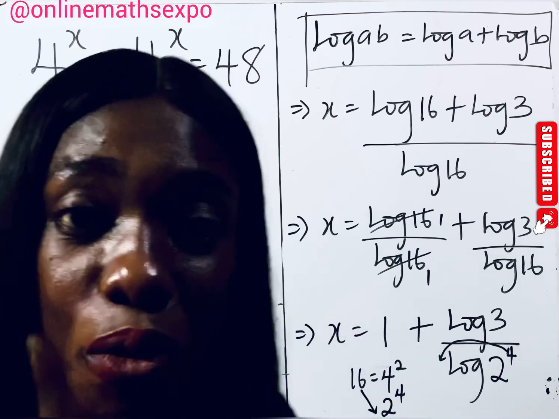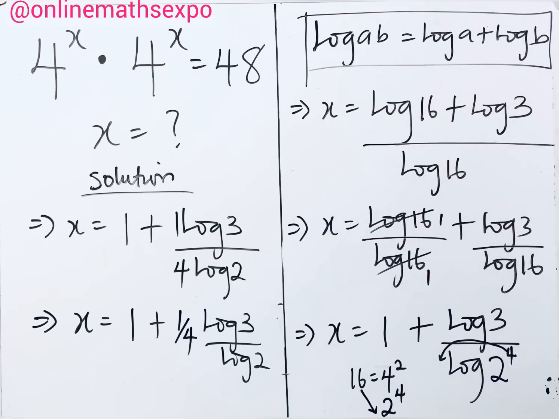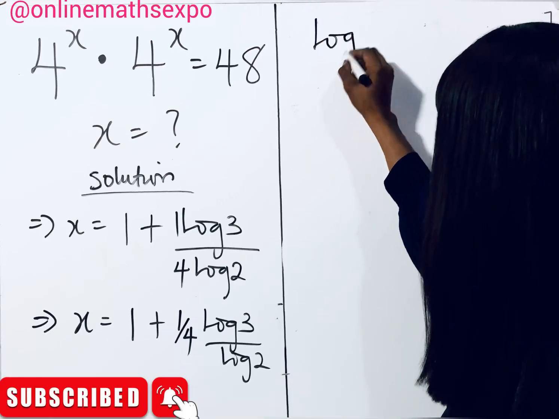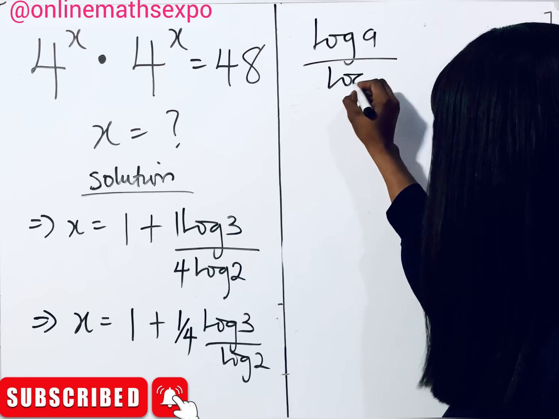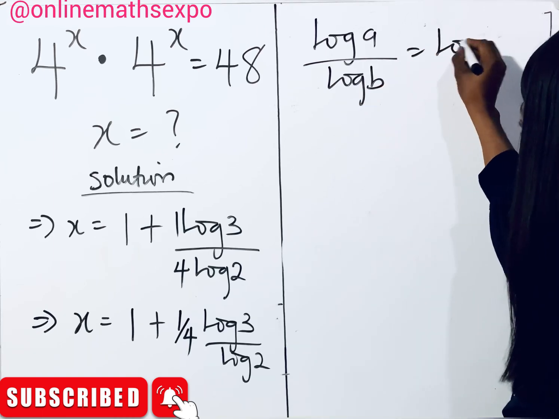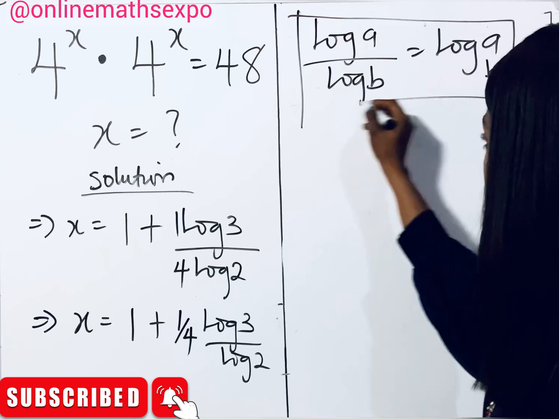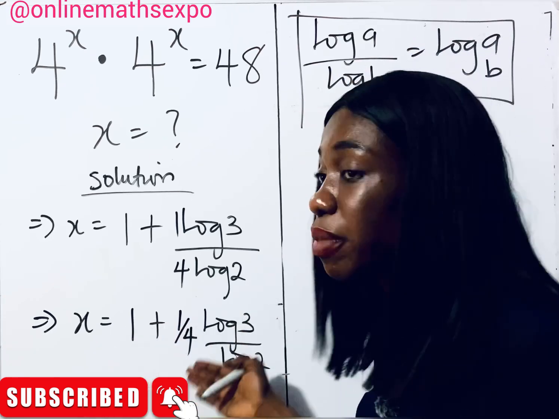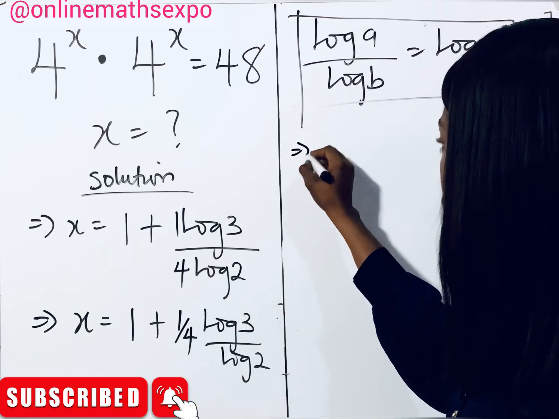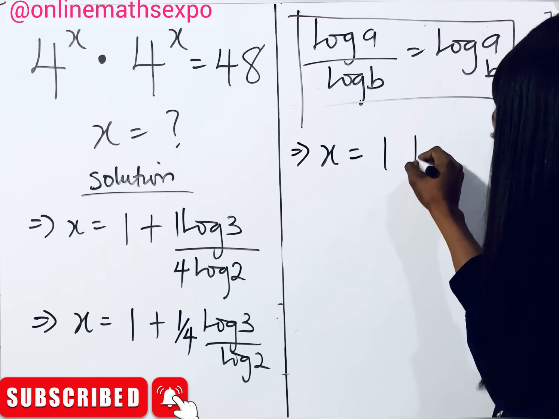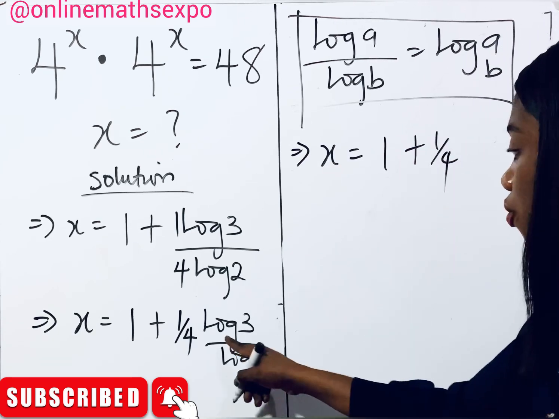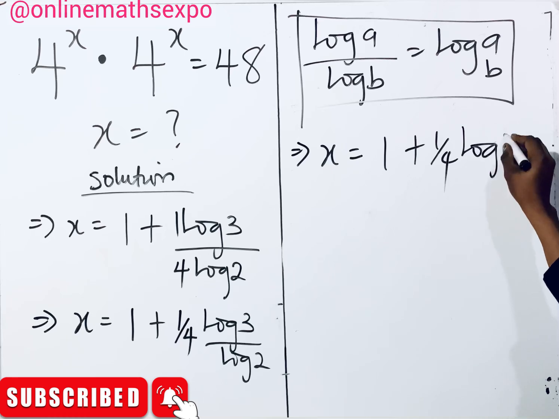Then also know finally that when you have log of A divided by log of B, it is log of A base B, the change of base rule. So apply this here so that you simplify your answer to the lowest form. We have x is equal to 1 plus a quarter of log of 3.